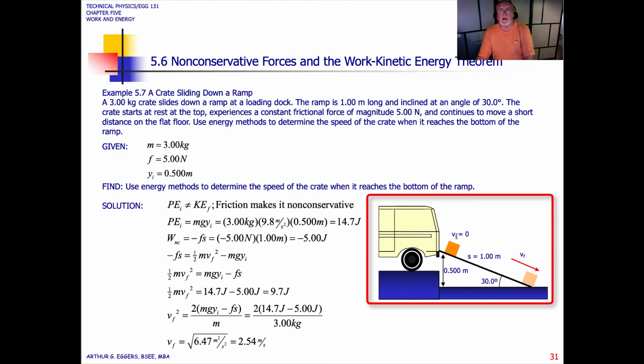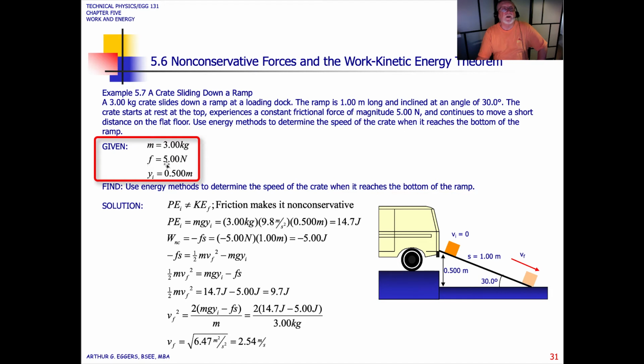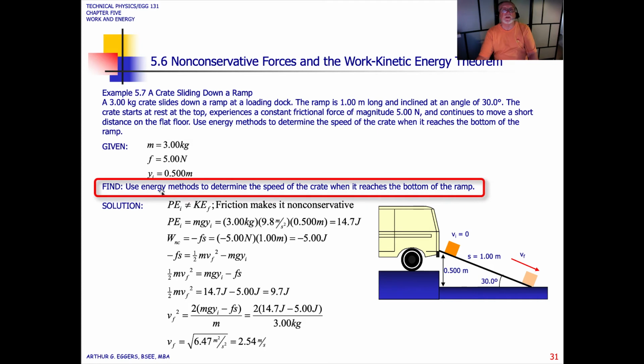At the top, the velocity is 0. At some point, it starts sliding down. It has a distance of 1 meter to travel, and it achieves some velocity at the end. So we're given a 3-kilogram mass. We are given a frictional force of 5 newtons. And we are given a height of 1/2 a meter. We're going to use energy methods to determine the speed of the crate when it reaches the bottom of the ramp. So let's look at what kinds of things we can deduce.